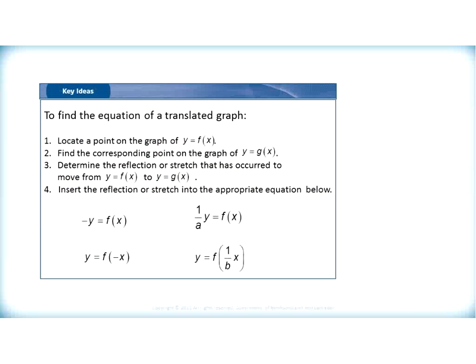Key ideas. To find the equation of a translated graph, we simply locate a point on the graph. We find the corresponding point on the new graph, the translated graph. We determine the reflection or the stretch that has occurred to move from f of x to g of x. And we insert the reflection or the stretch into the appropriate equation below. Of course, both of these represent reflections, both of these represent stretches. So you just insert it into the correct equation.